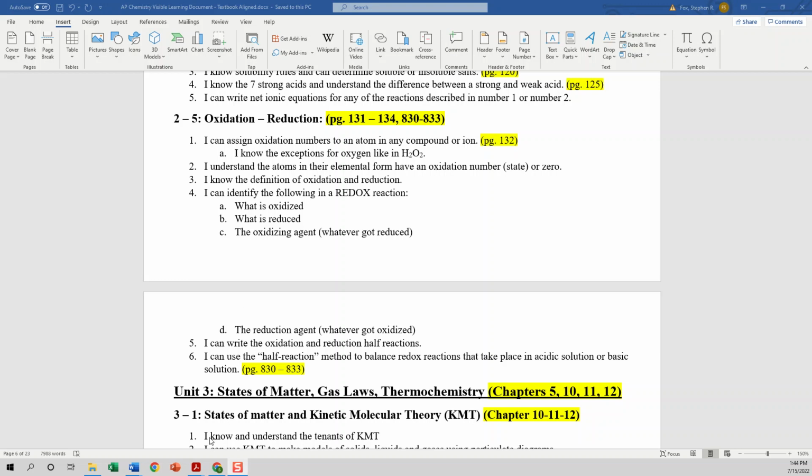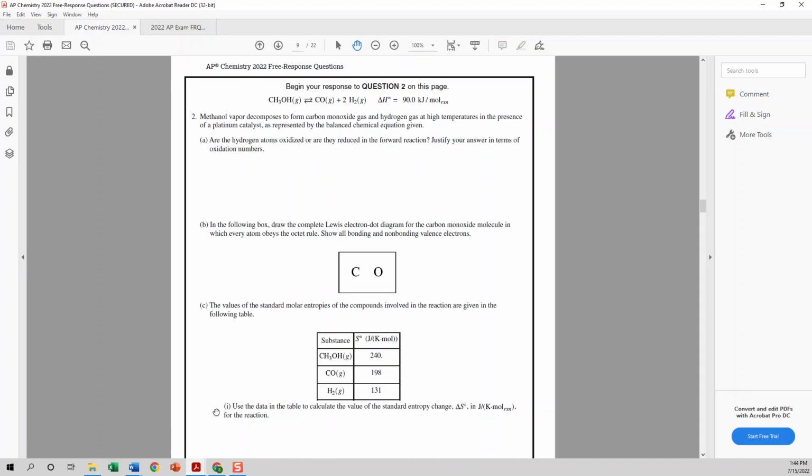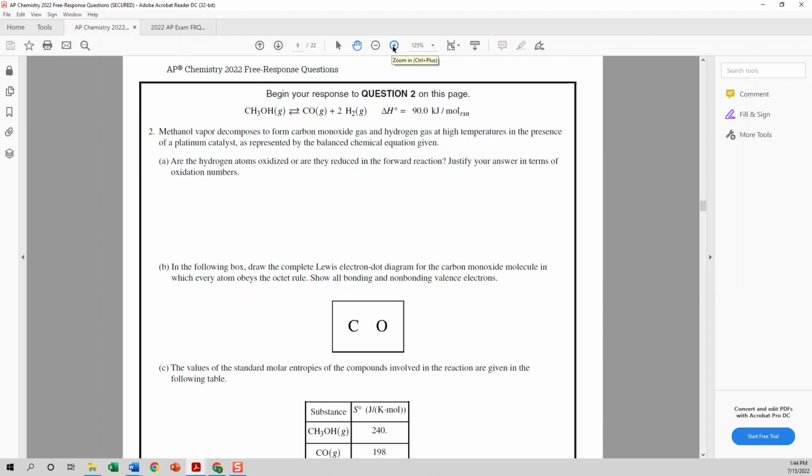Okay, guys, we are just going to continue with going through last year's, and I keep saying last year's, but this just happened in May. So the free response from last May.